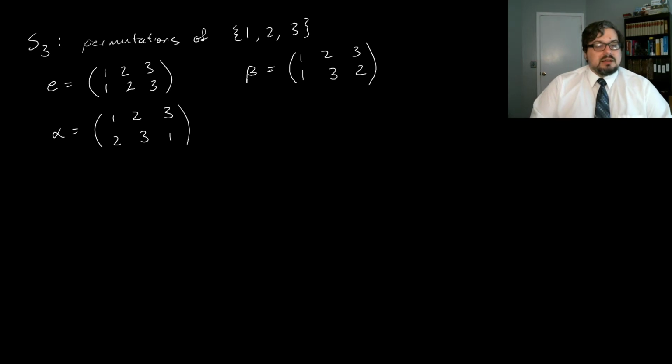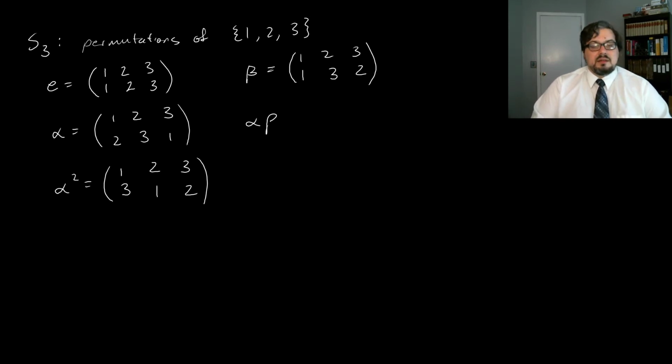And now we can get some more. Alpha squared is what we get when we multiply alpha by alpha. So if we multiply alpha by alpha, the first alpha sends 1 to 2, the second alpha sends 2 to 3. The first alpha sends 2 to 3, the second sends 3 to 1. And then for the last, the first alpha sends 3 to 1, the second alpha sends 1 to 2. So we get alpha squared there.